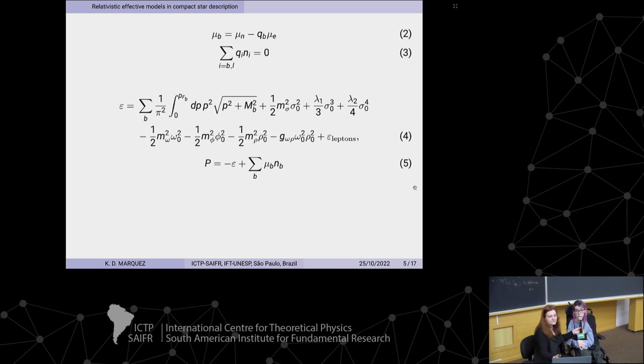And with that, we can input this equation of state in the hydrostatic equation, which must be the relativistic one. Here, the TOV, the Tolman-Oppenheimer-Volkoff equations, and inputting the equation of state in that, we get mass and radius of the expected neutron star.